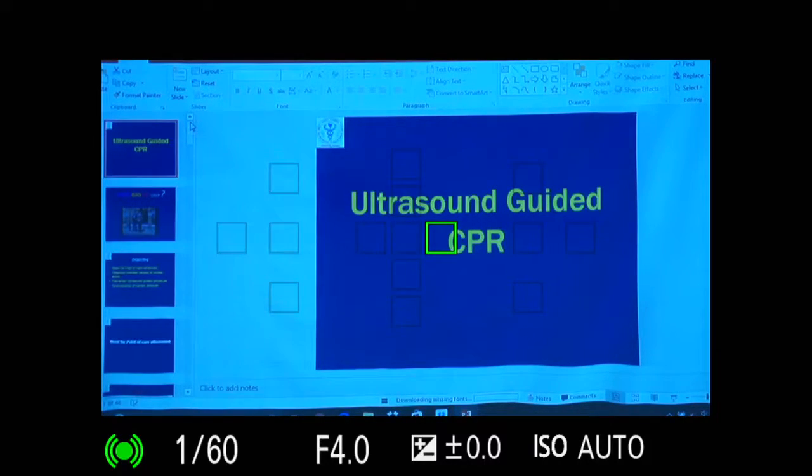So, how many of you are using ultrasound during cardiac arrest protocol? Raise your hand. Okay, good. 1, 2, 3. Okay.